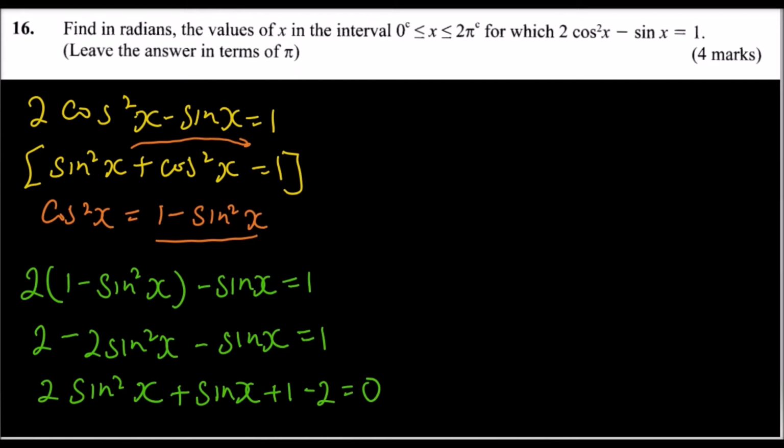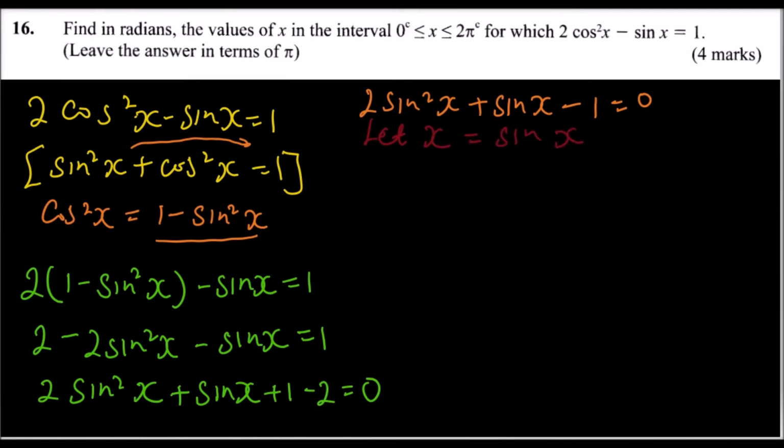So we get 2 sine squared x plus sine x, then 1 minus 2 will be minus 1, is equal to 0. We see this is a form of a quadratic equation, and to make it work we can say that x is equal to sine x, implying that we have 2x squared plus x minus 1 is equal to 0. Now this is in a very familiar format: you get two numbers such that when you add them you get 1, and when you multiply them you get minus 2. So these two numbers are 2 and minus 1.